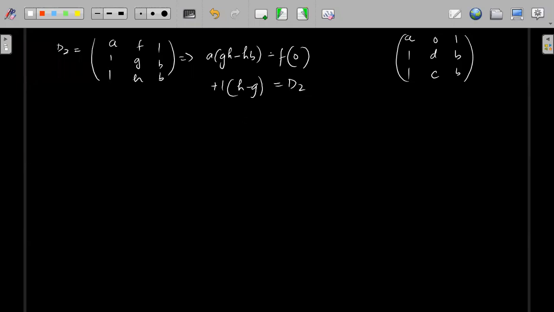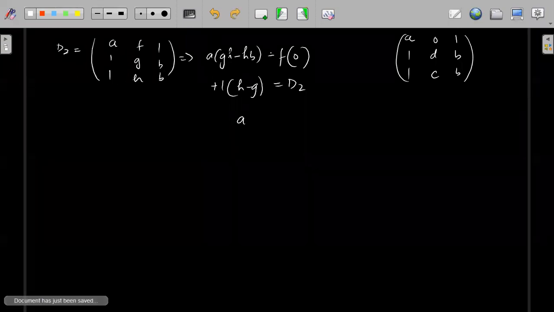So I will just simplify this. So A into H into G into B. Okay, this is G into B.